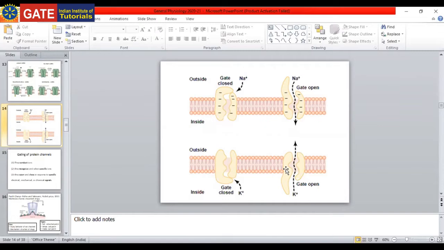Because of the depolarization? No, I'm not talking about the depolarization. We are not talking about the action potential. In general, there will be a tendency of the sodium to move inside. In what context? Because of the concentration gradient. Yes, very good. Because there is higher concentration of sodium outside, it has the tendency to move inside.